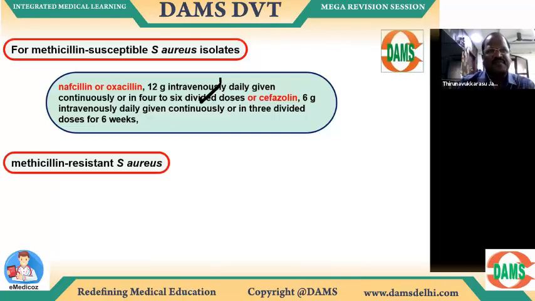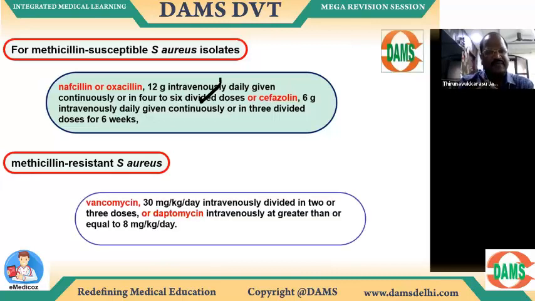Whereas, a very important question nowadays, so many organisms are developing resistance to methicillin, especially MRSA, methicillin-resistant Staph aureus. For this case, we go for vancomycin 30 milligram per kg per day intravenously, divided in 2 to 3 doses. Very important, the drug of choice for MRSA is vancomycin. Or we can go for daptomycin, again a lipopeptide group of antibiotic useful for MRSA cases. Either vancomycin or daptomycin intravenously in the dose of 8 mg per kg per day or more than this, we call for MRSA, methicillin-resistant cases of infective endocarditis.